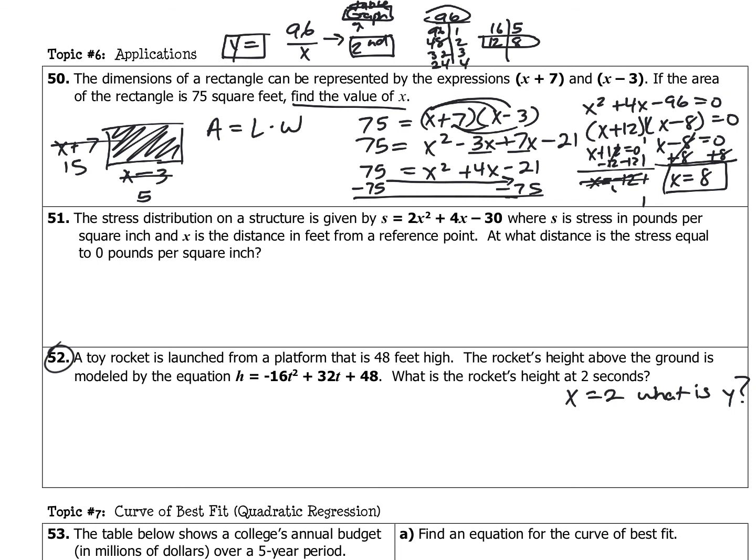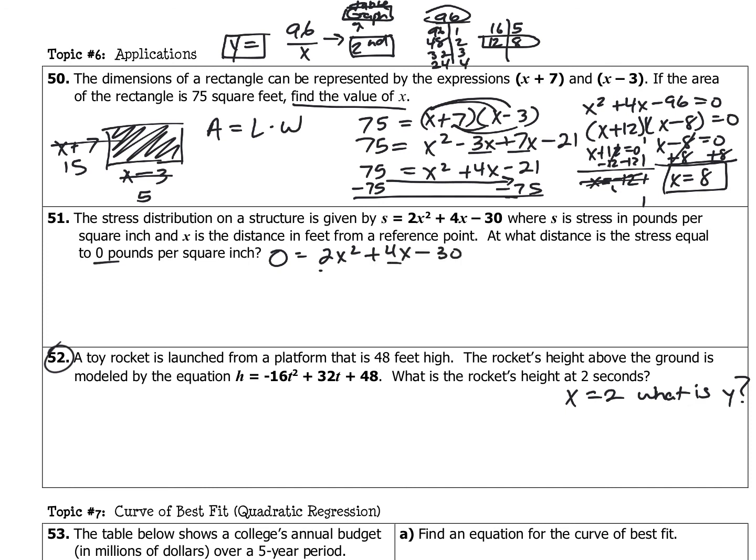Number 51, the stress distribution on a structure is given by S equals 2x squared plus 4x minus 30, where S is the stress in pounds per square inch and x is the distance in feet from a reference point. At what distance is the stress equal to 0? So it's asking for the zeros of the quadratic, okay? So S equals this. In fact, I'm going to swap that S out for a 0. 2x squared plus 4x minus 30.